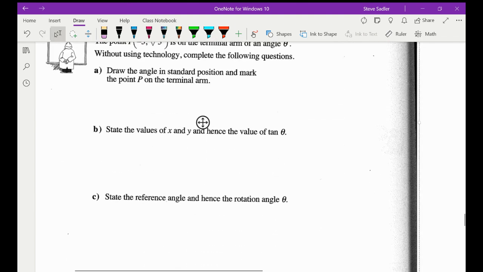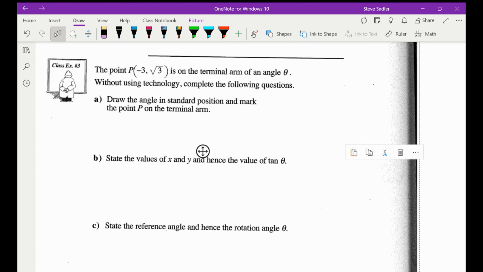Last example here, the point negative 3, root 3 is on the terminal arm of an angle theta. Without using technology, complete the following questions. So we can do a quick sketch here.